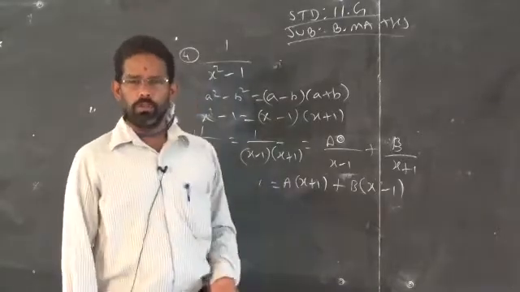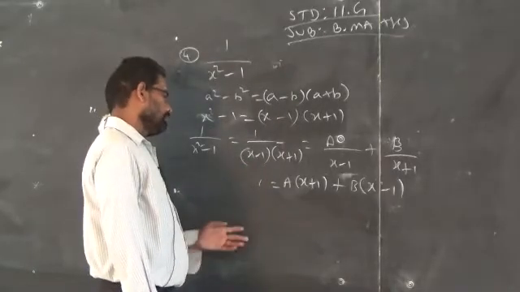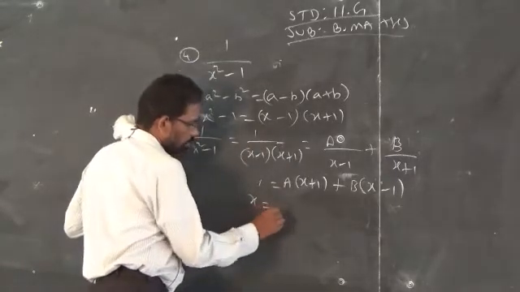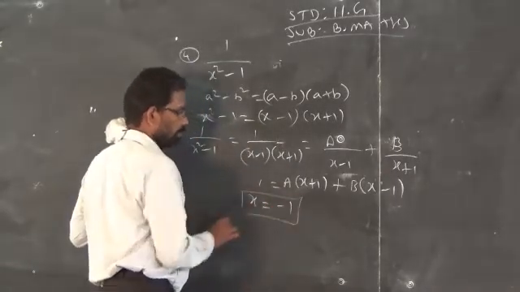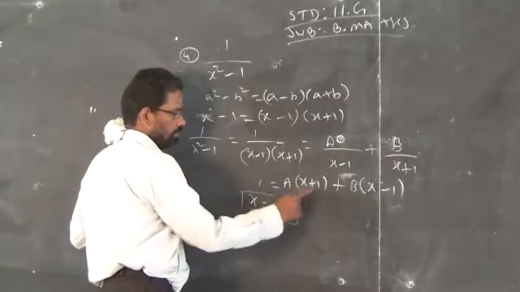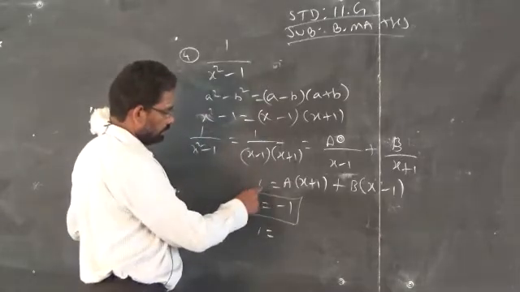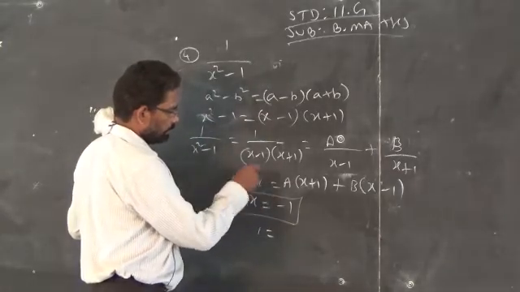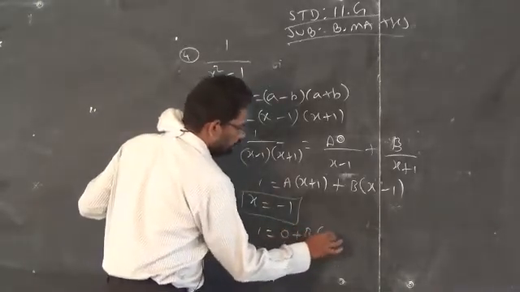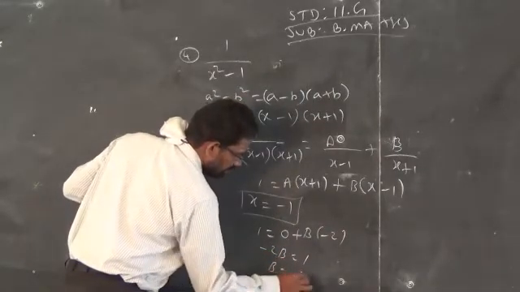Now, as usual, you should know how to get the values of a and b. You have to make any one term 0, so that you can easily get the value of the other constant. That is x is equal to minus 1. If I replace x with minus 1, then the first term vanishes, because minus 1 plus 1 is 0, and 0 times anything is always 0. On the left side there is no variable x. If there is an x on the left side, you have to replace that x also by minus 1. So, 0 plus b of minus 2. Therefore, minus 2b is equal to 1. So, b is equal to minus 1 by 2.